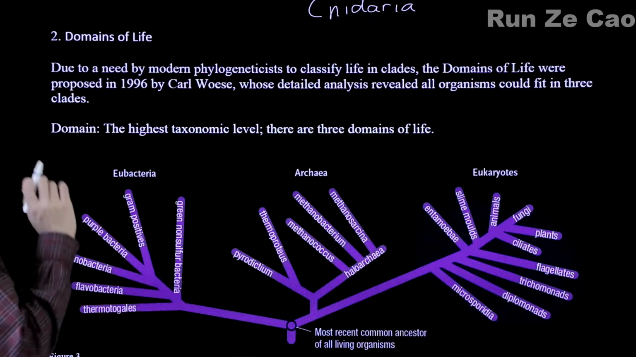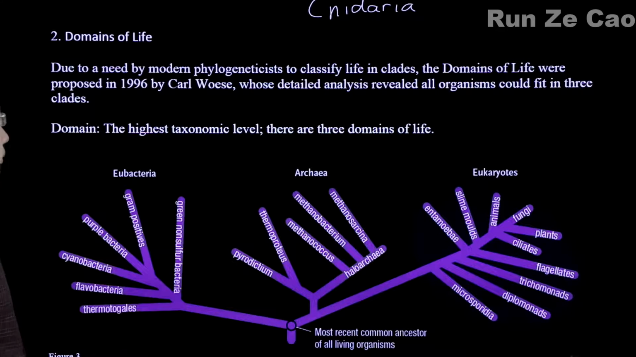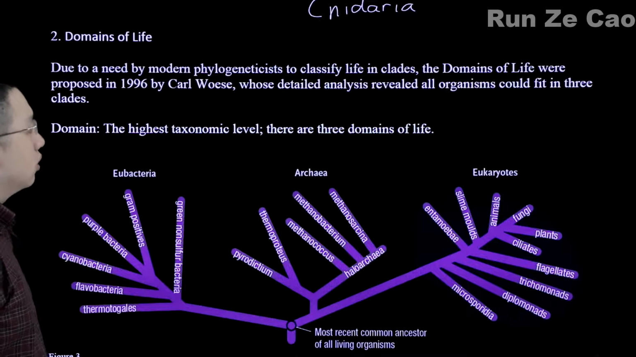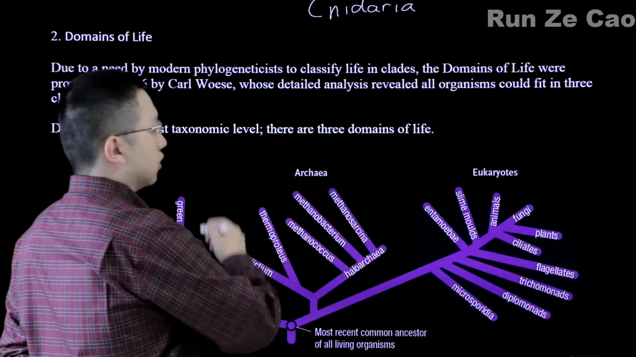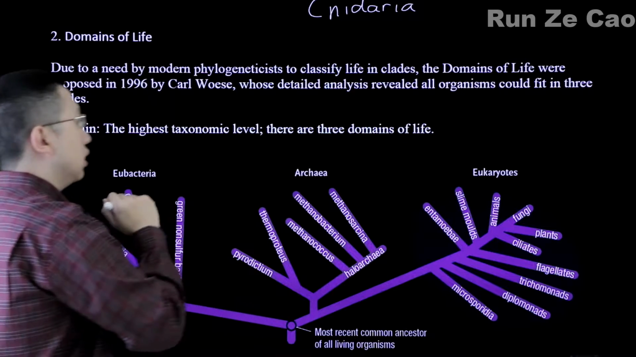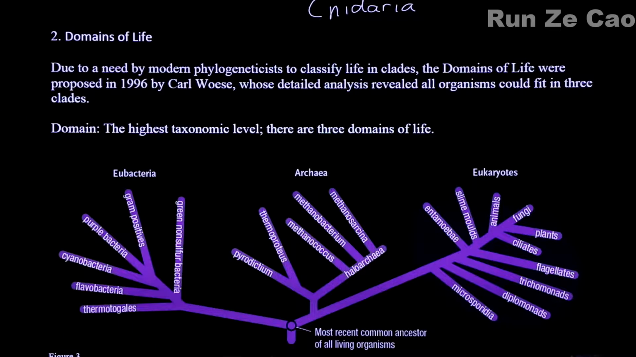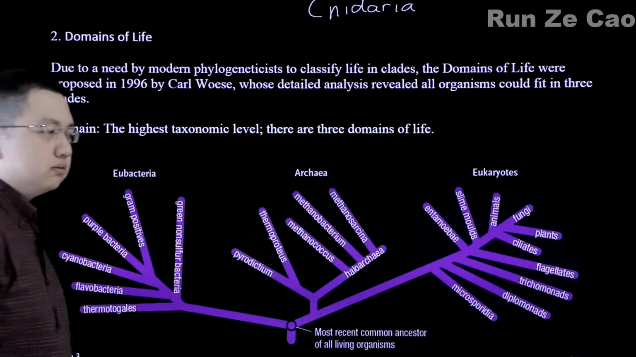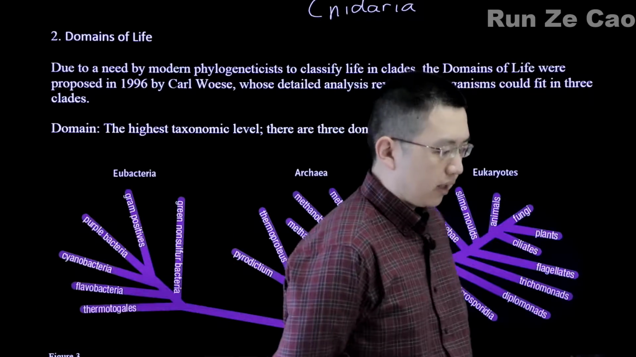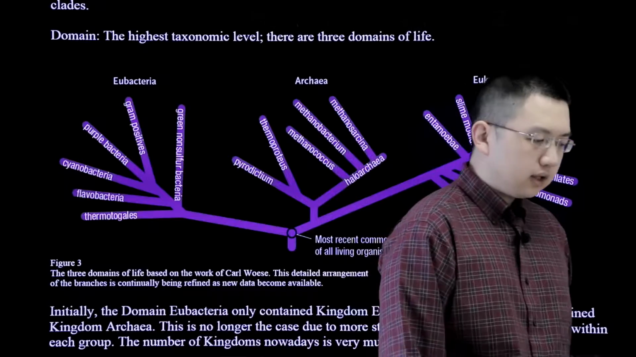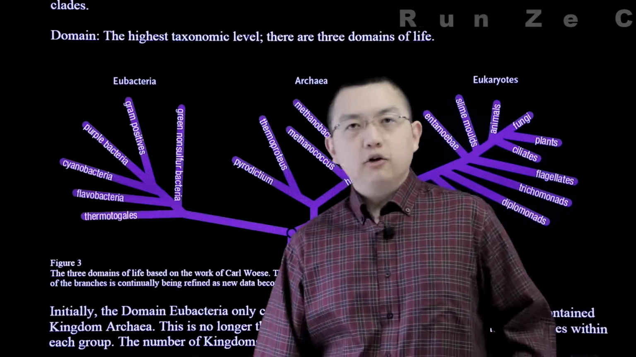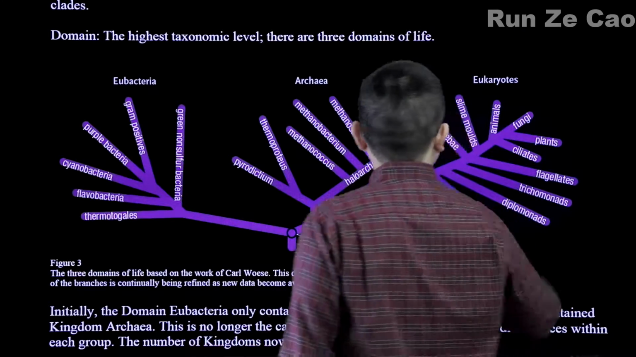but the domains of life were proposed in 1996 by Charles Wolsey, who did a detailed analysis and revealed that all organisms fit in these three clades. So, he created a new taxonomic level of domain. So we have domain Eubacteria, domain Archaea, and domain Eukarya.